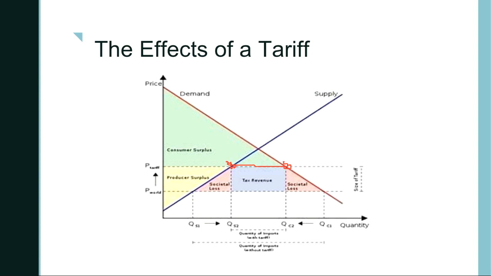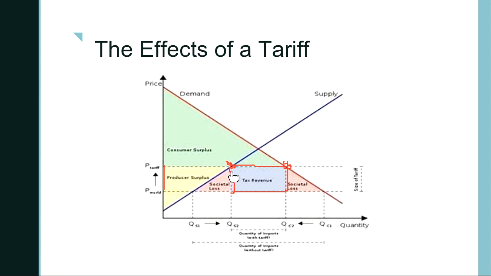Now, if we want to calculate the tax revenue, all we would have to do then is take the quantity, which I have here, the quantity of goods imported. Again, that's the difference between the quantity demanded at the price with the tariff and the quantity supplied at the price of the tariff, and then multiply that by the value of the tariff, which is the difference between the price of the tariff and the price of the world, which tells us that this rectangle here is our tax revenue.